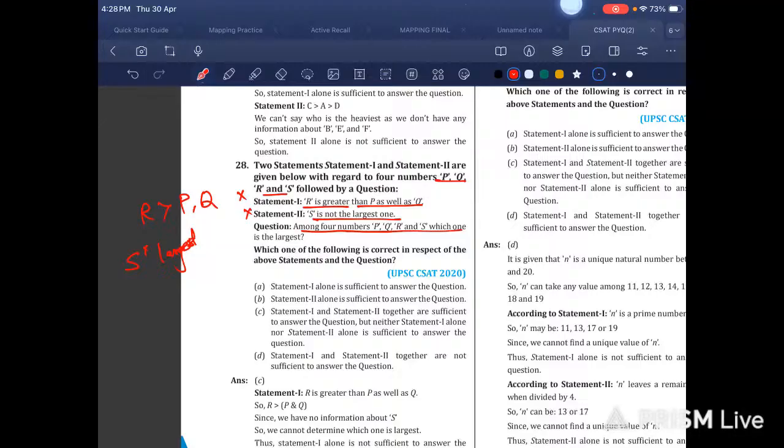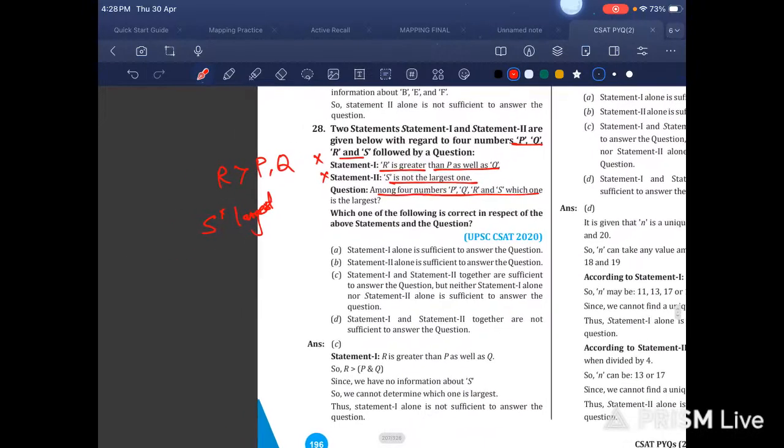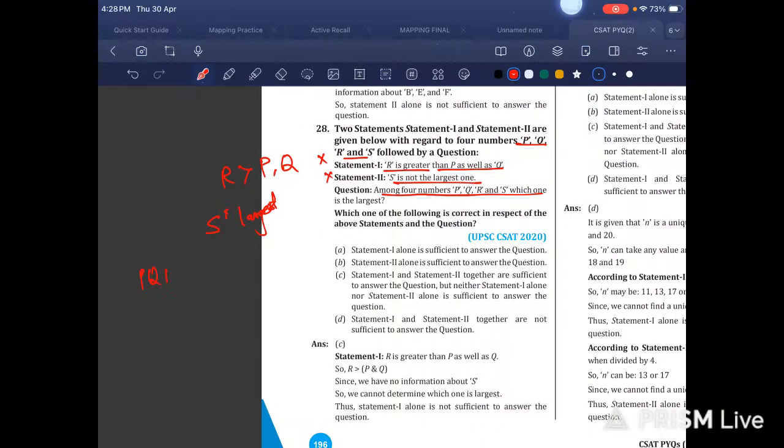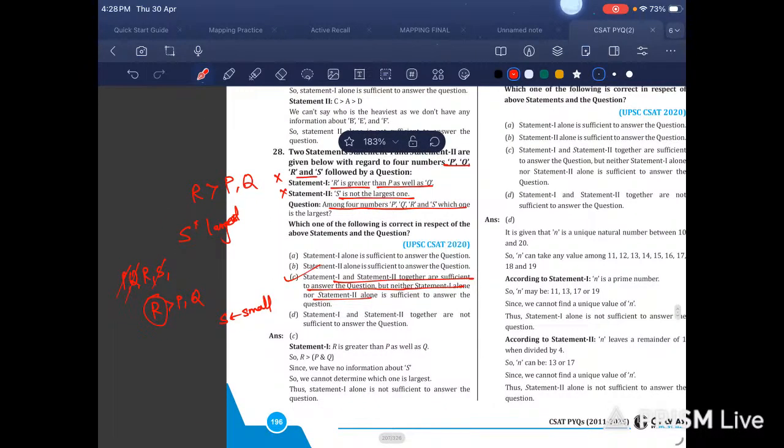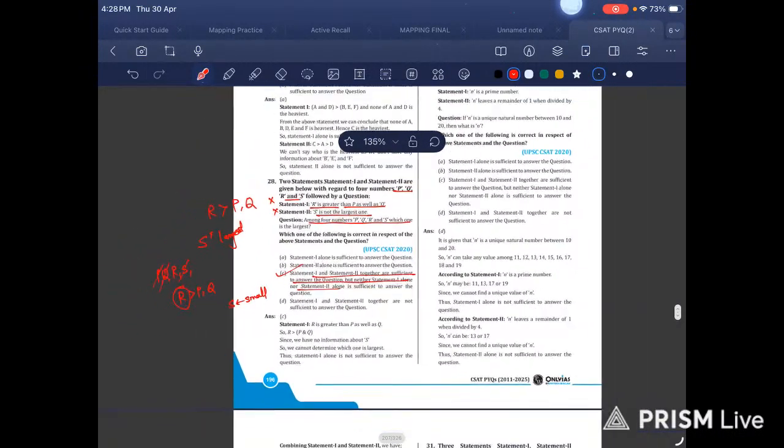Now let me make an attempt to combine both the statements. What do we get? We have P, Q, R, S. R is greater than P and Q, and S is not the largest. What is left here? P is done, Q is done, S is small. That means R is the greatest. So this statement is correct. This was also an easy question, I would say.